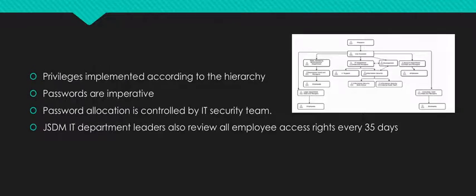User privilege procedures at JSDM. At JSDM, privileges are implemented according to JSDM's operational hierarchy. It is imperative that every employee at JSDM has a password for their system. The password allocation is controlled by the IT security team. The JSDM IT department leaders also make sure that they review all employees' access rights every 35 days.